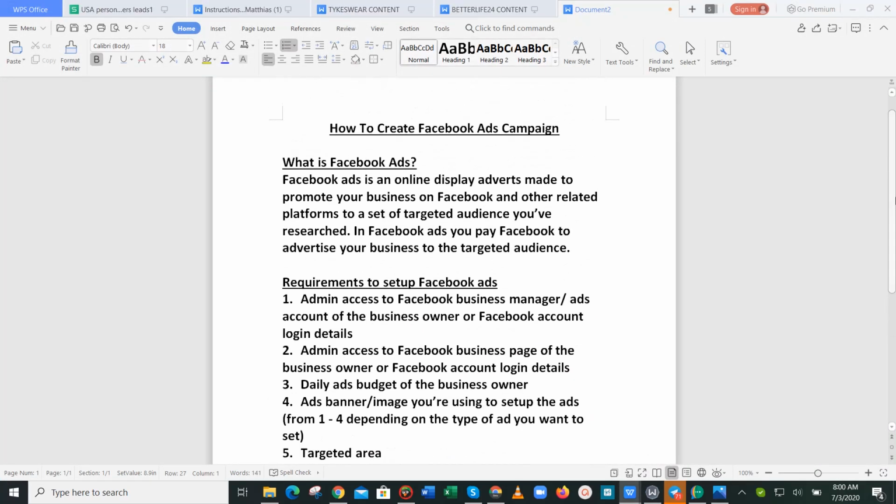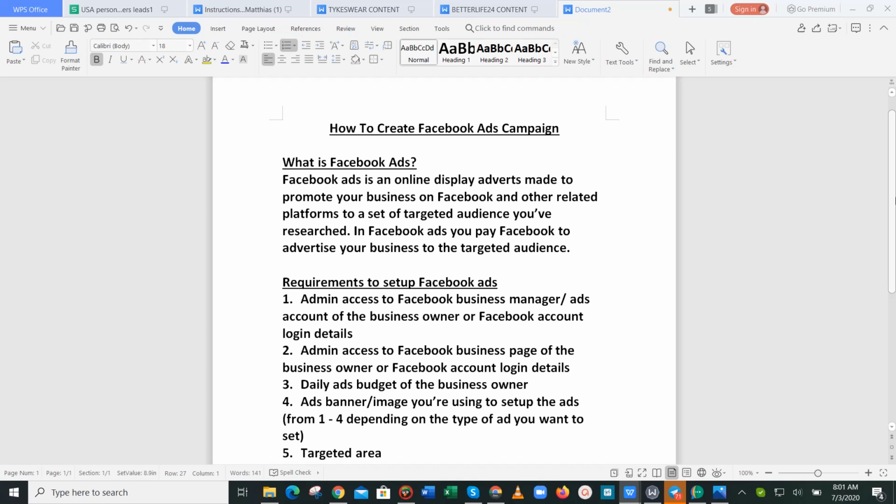First of all, what is Facebook ads? Facebook ads is an online display advert. It's an online display advert made to promote your business on Facebook and other related platforms to a set of targeted audience you've researched. That is a display advert, something like a banner that we create that displays to people.